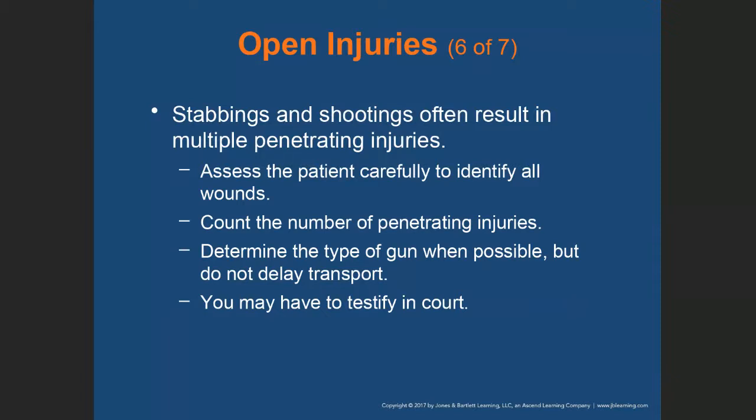Assess the patient carefully to identify all wounds, count the number of penetrating injuries, determine the type of gun when possible, but do not delay transport. You may have to testify in court.